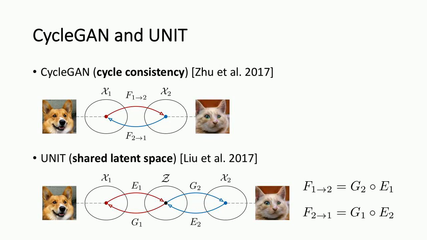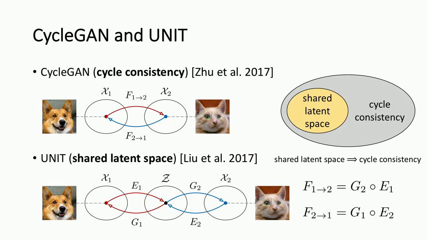And it's easy to see that if the autoencoder is perfect, the cycle consistency is automatically achieved. So in other words, shared latent space is a stronger assumption than cycle consistency, and it implies cycle consistency. Our work is largely built upon the shared latent space assumption proposed in the UNIT work.